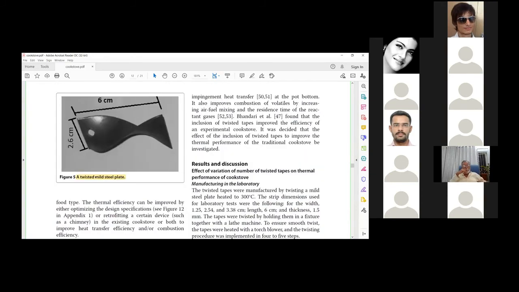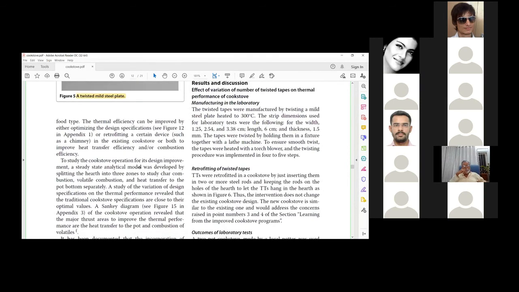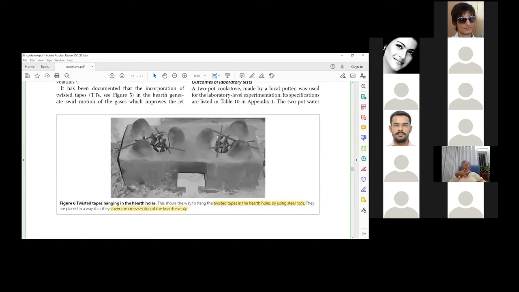This is the design of a twisted mild steel plate that is put on this. We had given the Gyati award to this student. Very nice. Yes, it makes the heat flow into the vessel rather than diffuse. Very interesting. These twisted tapes hang in the hearth holes, using steel rods.